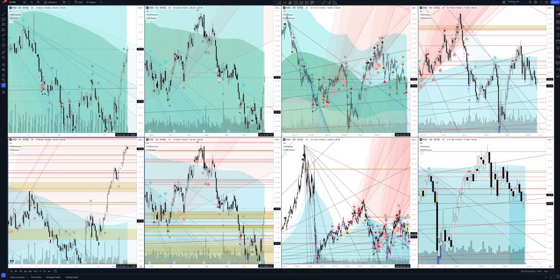Today we will take a look at Kimco Realty REIT stock. Let's analyze the market situation and find out how you can make money on it. Let's start.